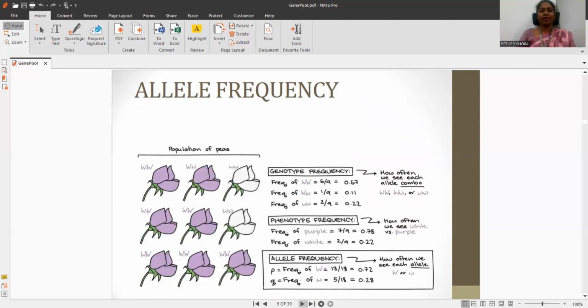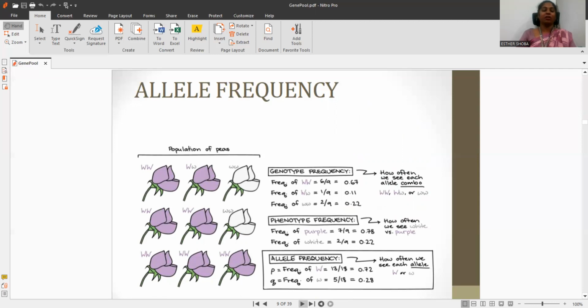Now, how do you get to know the difference? It's a very easy concept. There's a lot of difference between the genotype frequency, phenotype frequency, and allele frequency. What is genotype frequency? It tells me about the type of alleles present in that particular gene, which is responsible for the character.